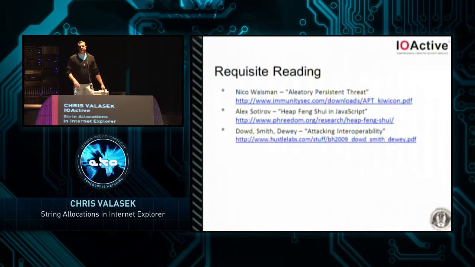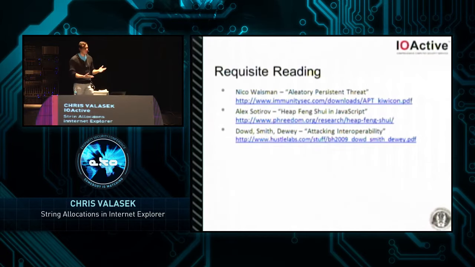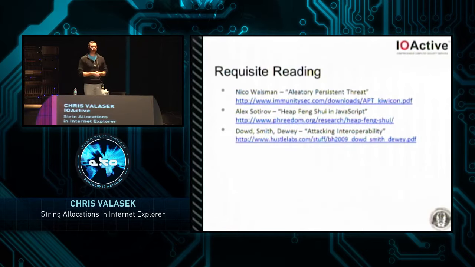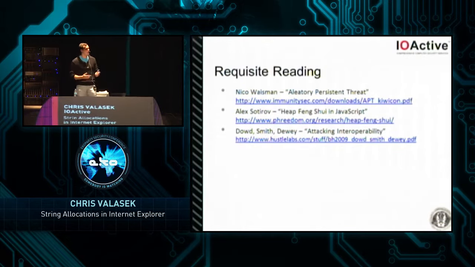There's a few pieces of information that if you really want to understand all this, you should probably read first. The first being Nico's presentation from 2010. The library that I wrote is really just an augmented version of Serterov's heap feng shui from way back when. And then if you want to learn about COM objects and things like that in IE, the Attacking Interoperability paper by Dowd, Smith, and Dewey is excellent. It's very long and complicated, but very educational.